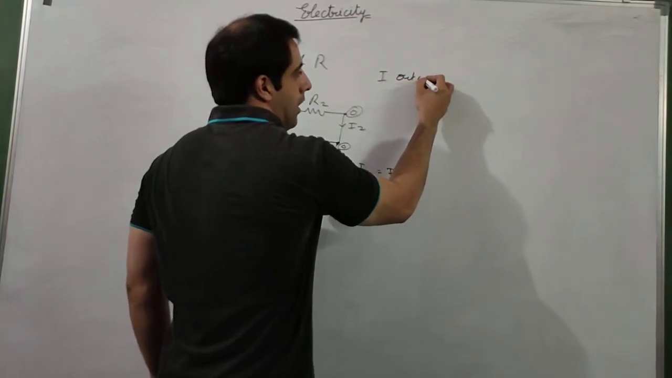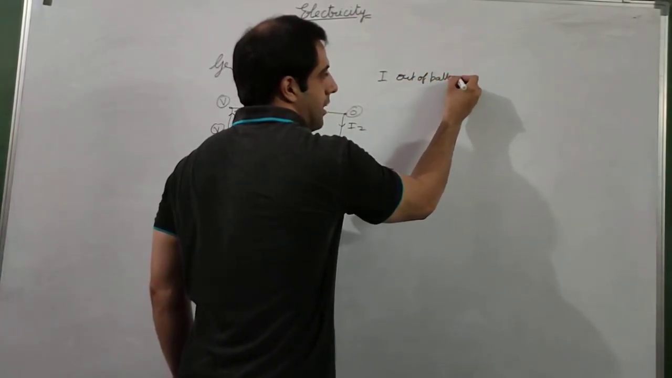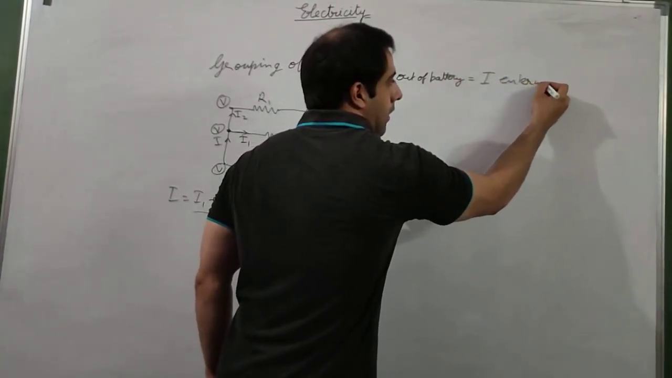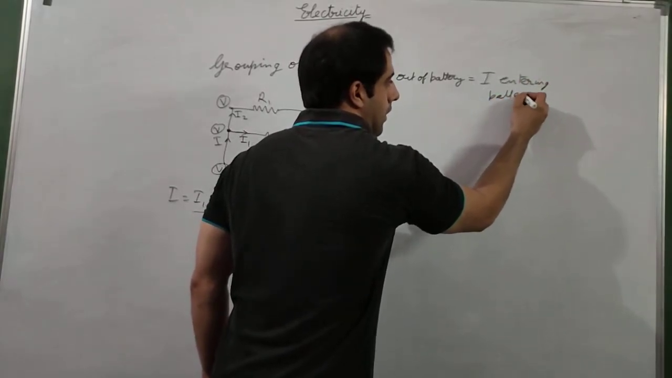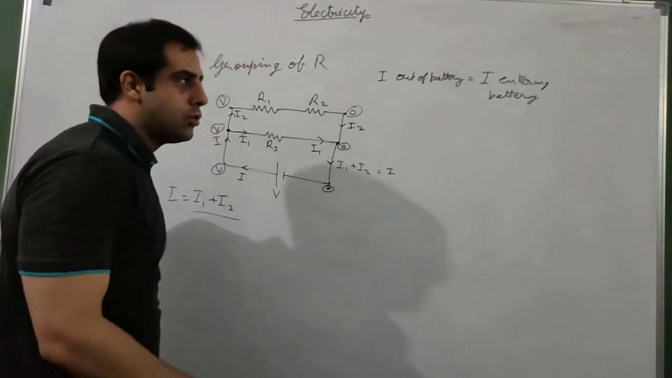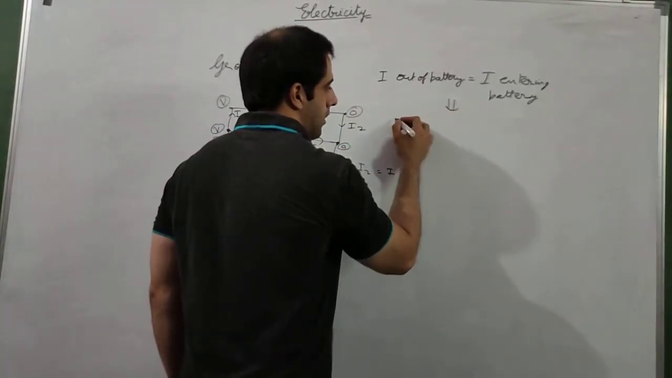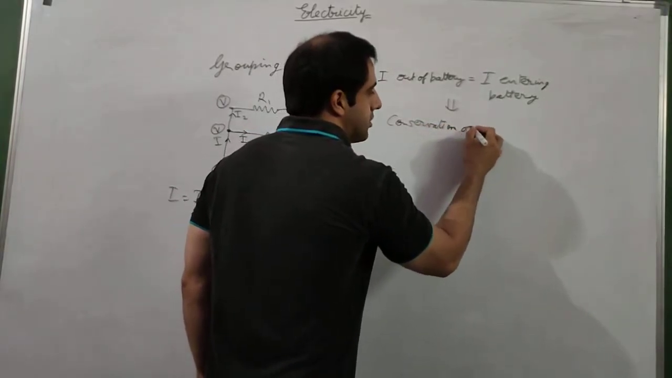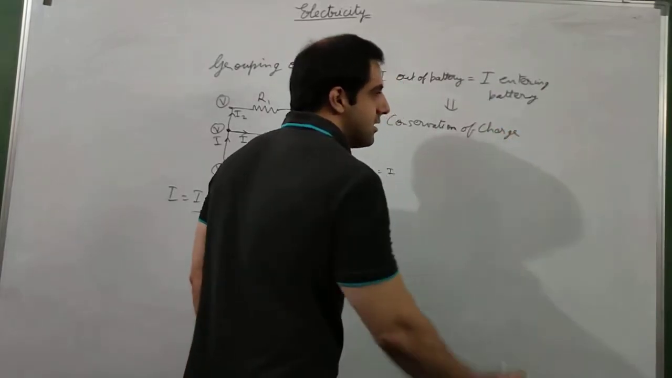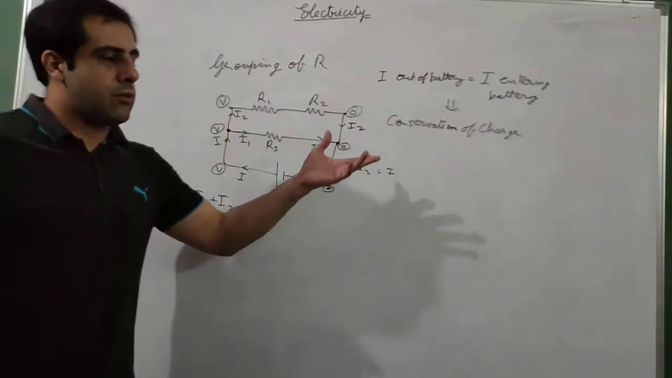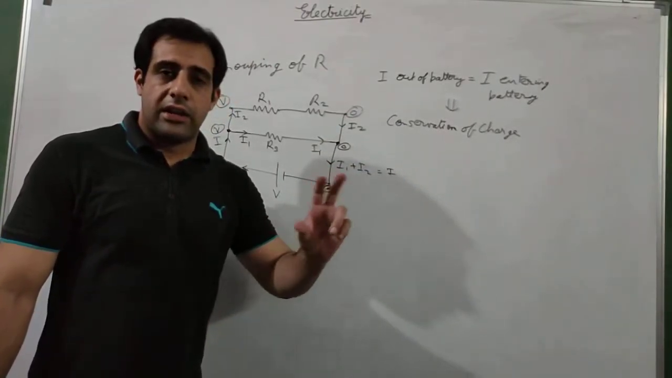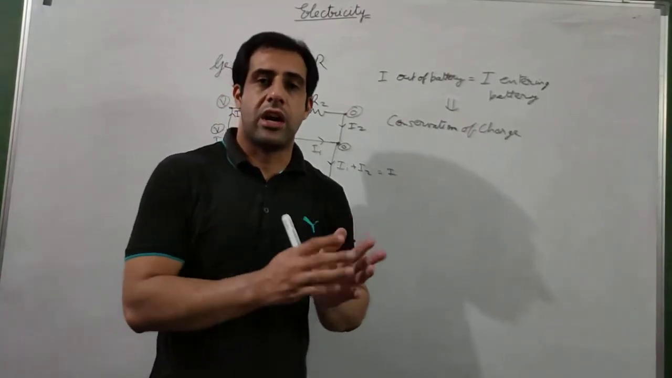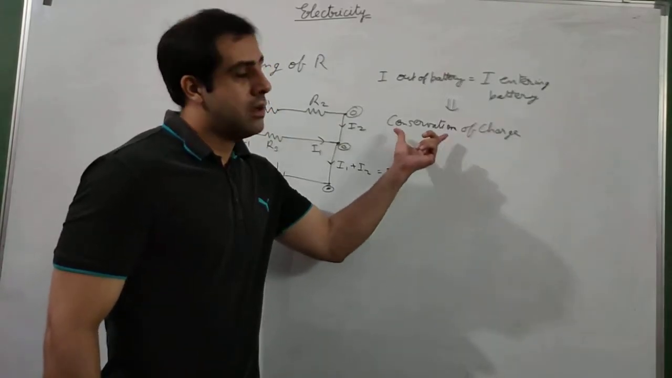The current which is coming out of the battery is equal to the current entering the battery. This is a very important conclusion, and this conclusion comes from a principle, actually a law, conservation of charge. What does conservation of charge say? It says that whatever charge is coming out of the battery, the same charge will be going inside the battery. That means there is no loss of charge in between. The charge will remain constant. The charge will remain conserved.